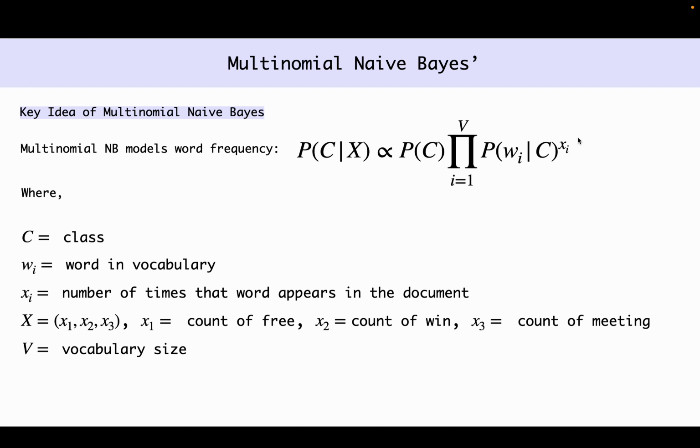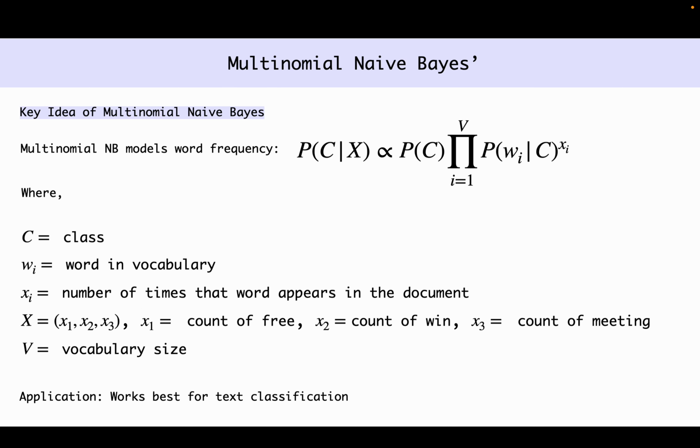So each time we are multiplying with its associated probability, therefore we have the power of xi. We know V is the vocabulary size, wi is the word in the vocabulary, and c is the class. So let's apply this and do the multinomial naive Bayes.